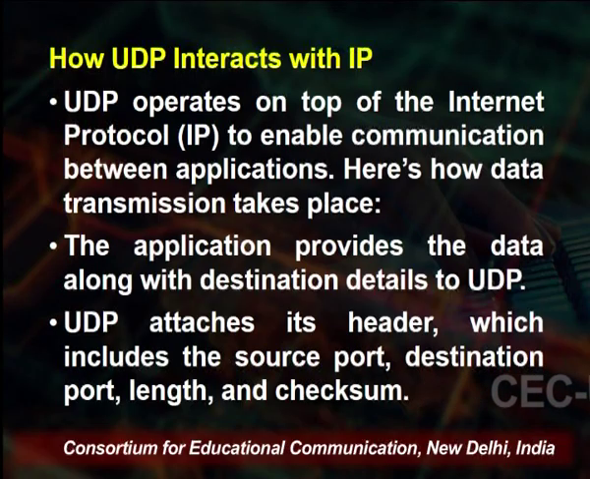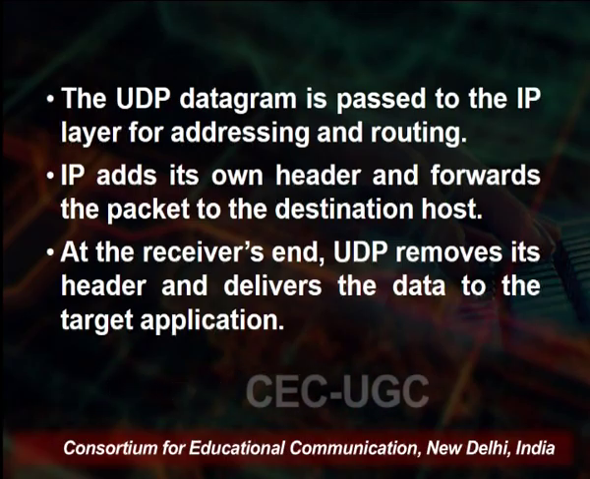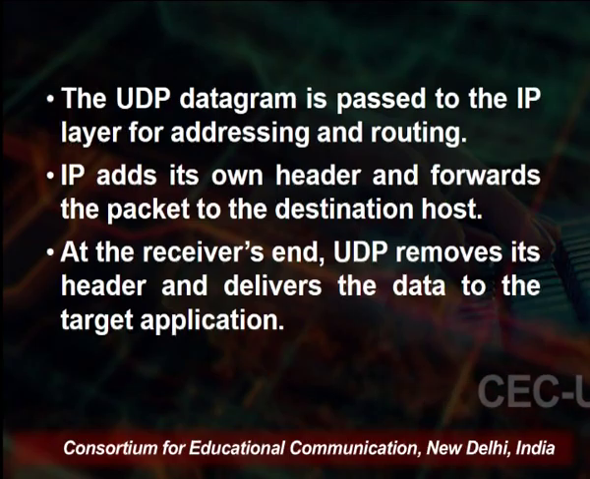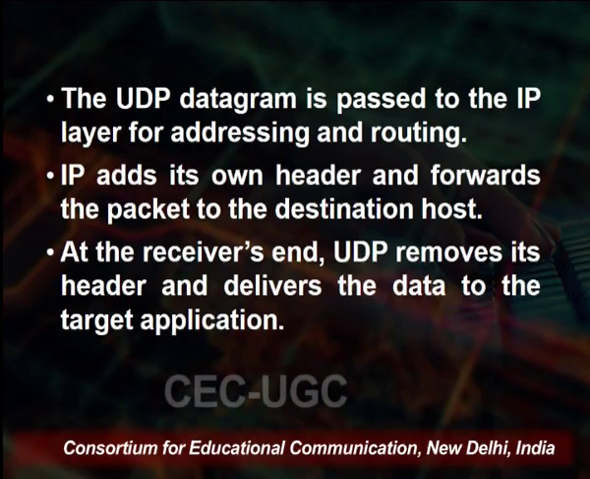If we talk about UDP, the application provides the data along with the destination details to UDP. UDP attaches its own header, which includes the source port, destination port, length, and the checksum. The user datagram is passed to the IP layer for addressing and routing. IP adds its own header and forwards the packets to the destination host. At the receiving end, UDP removes its header and delivers the data to the target application.